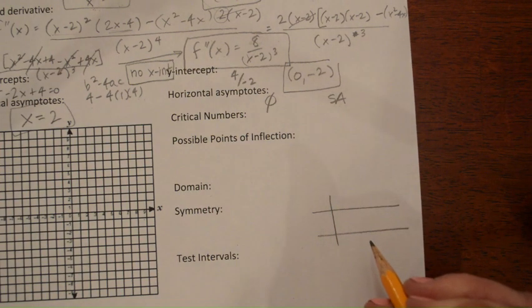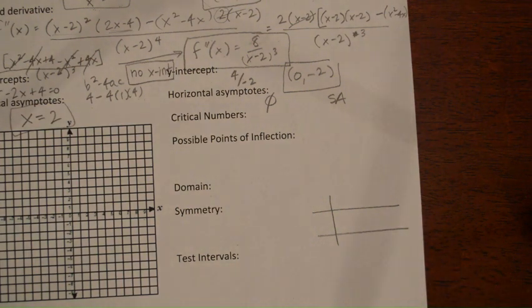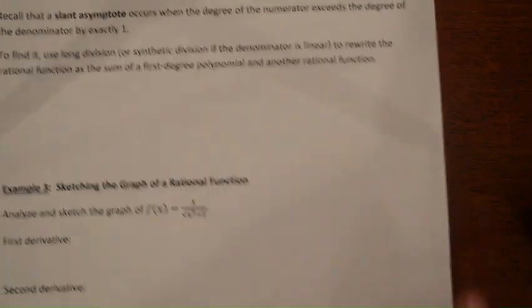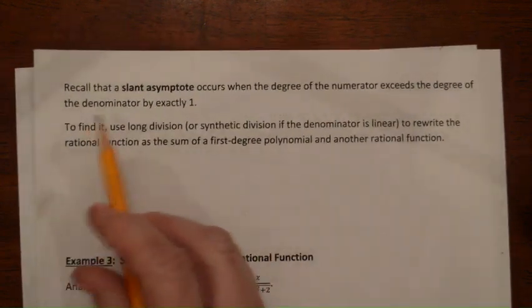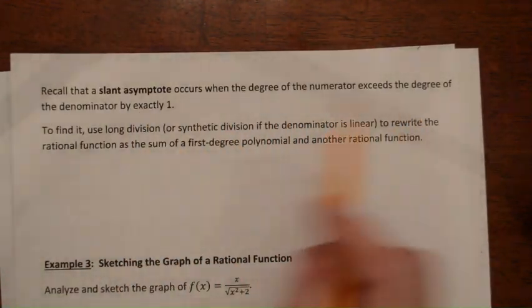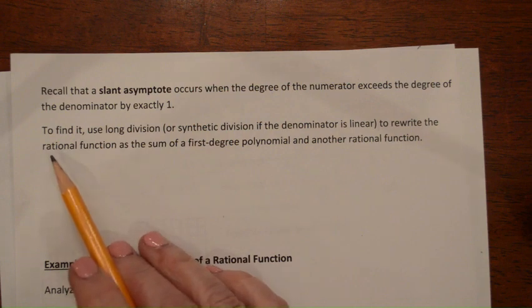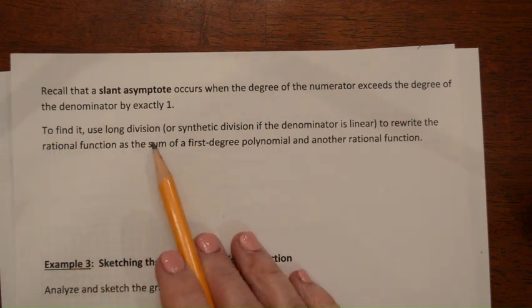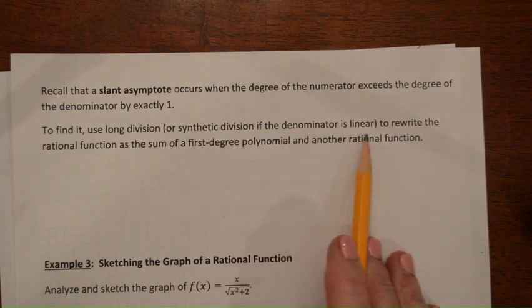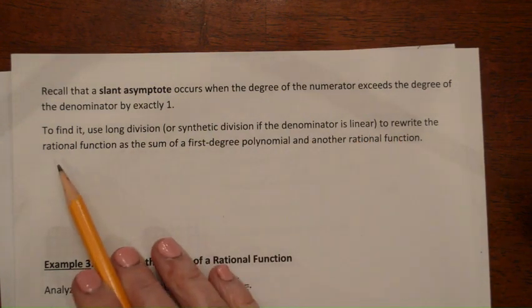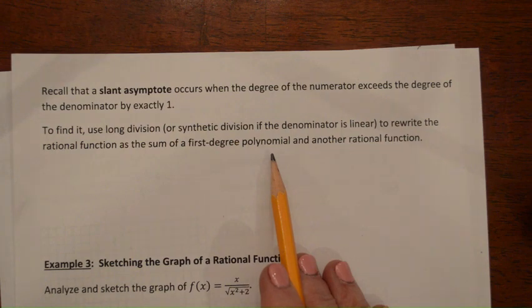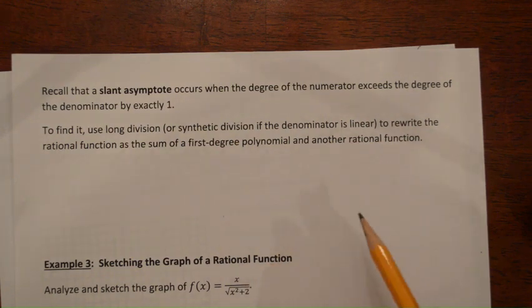And again, we're going to talk about this on the next page, but let me just go to the next page just to give us some more room. All right. So here, again, we've talked about this already quite recently. Recall that a slant asymptote occurs when the degree of the numerator exceeds the degree of the denominator by exactly 1. To find it, use long division or synthetic division if the denominator is linear, which it is. To rewrite the rational function as the sum of a first-degree polynomial and another rational function.